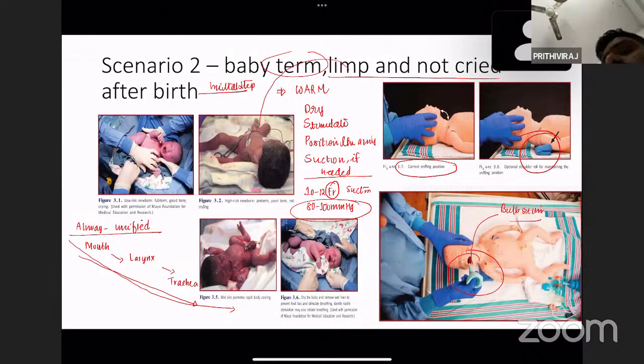So after doing these initial steps, warm, dry, position, suction, most of the time the child cries. If the child cries after doing these steps, with good color, improved tone, and a heart rate of more than 100, then you can shift the child to the mother's side, monitor the vitals, and do routine care.